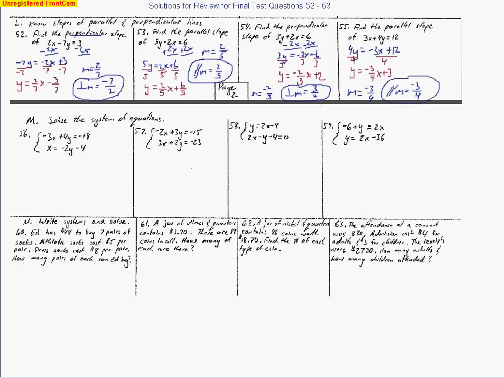Well, the next set of problems asks us to solve a system. So this is a great one for substitution. So notice that whenever you have x or y by itself, I use substitution. It goes a little faster. So negative 3 needs to be multiplied by this sum, negative 2y minus 4. And then plus 4y equals negative 18.